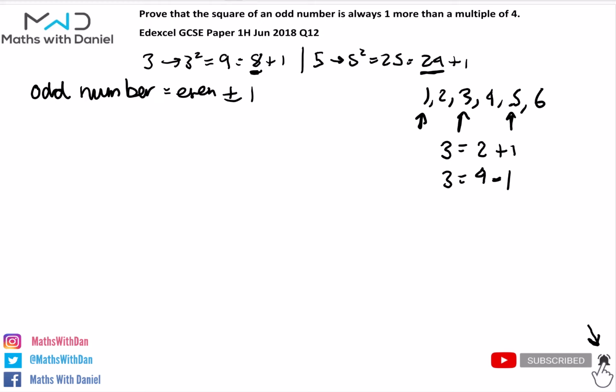Okay, let's just say I have the letter n. This is any number. This is not enough to say that this is an odd number. It could be anything. It could be even, it could be odd, it could be whatever.